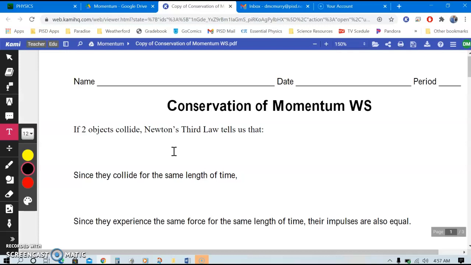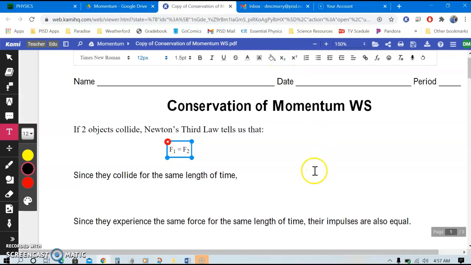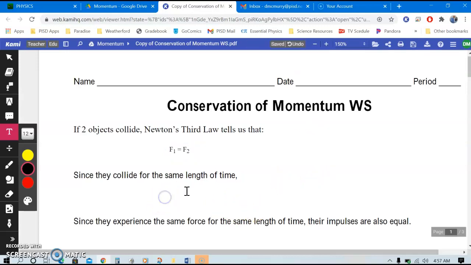All right, so, conservation of momentum worksheet. It says if two objects collide, Newton's third law tells us that for every action force there's an equal reaction. So for the two objects, force 1, the force on the first object, is equal to the force on the second object, force 2. Since they can only collide for the same length of time, one can't hit the other longer than the other hits it, so time 1 is equal to time 2.